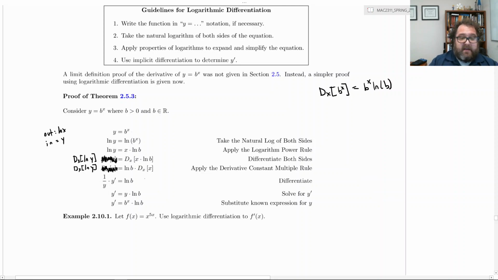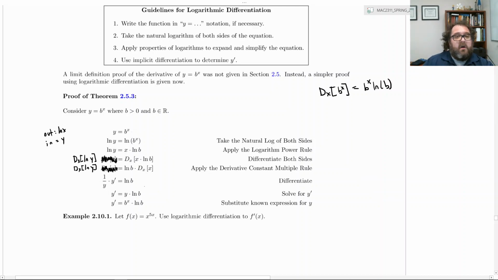Okay, what about the right-hand side? Now notice there is no variable mismatch on the right-hand side. The derivative of x with respect to x, business as usual, is just a 1. So 1 times natural log b just gives you natural log b. Now, of course, we want to solve this. We're using implicit differentiation, so we want to solve it for y prime. We have to multiply both sides by y, and so we get y prime equals y times natural log of b.